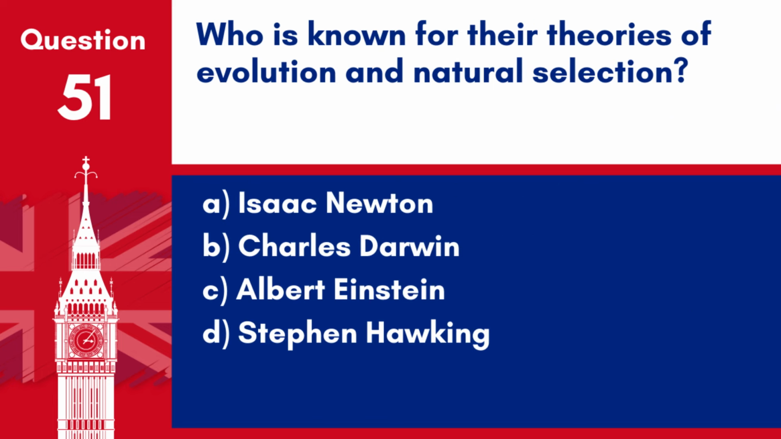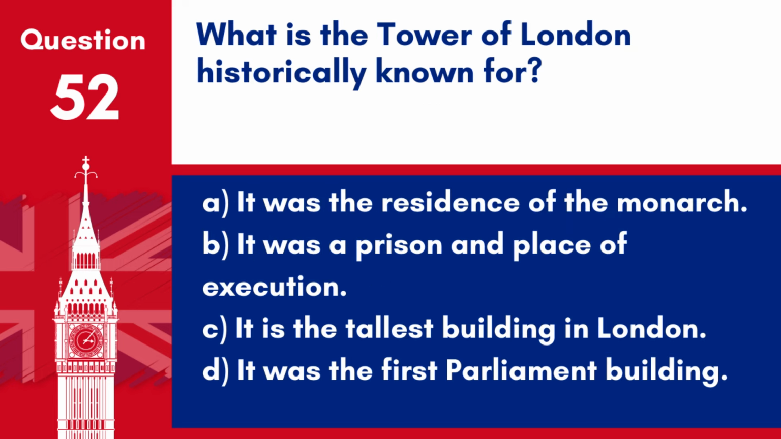Question 51. Who is known for their theories of evolution and natural selection? A. Isaac Newton. B. Charles Darwin. C. Albert Einstein. D. Stephen Hawking. Answer B. Charles Darwin. Darwin is famous for his theory of evolution by natural selection, outlined in his book On the Origin of Species.